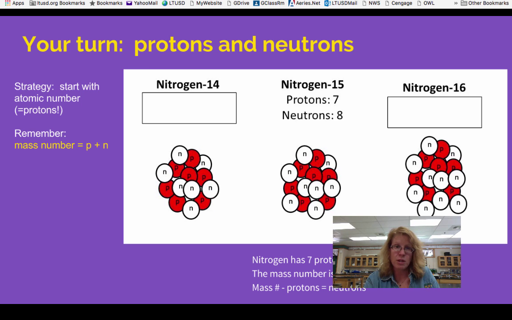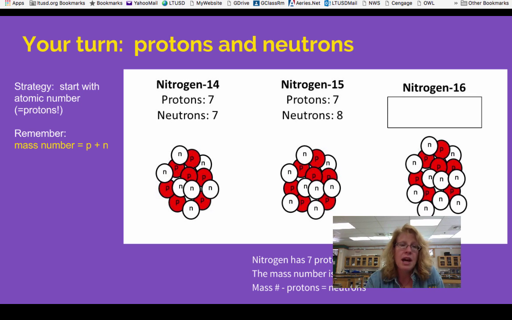Okay, I'm going to do nitrogen 14 first. So nitrogen 14, I know that it has to have 7 protons because it's nitrogen. I also know it has 7 neutrons because in this case, 14 total particles minus 7 protons gives you 7 neutrons that are left over.